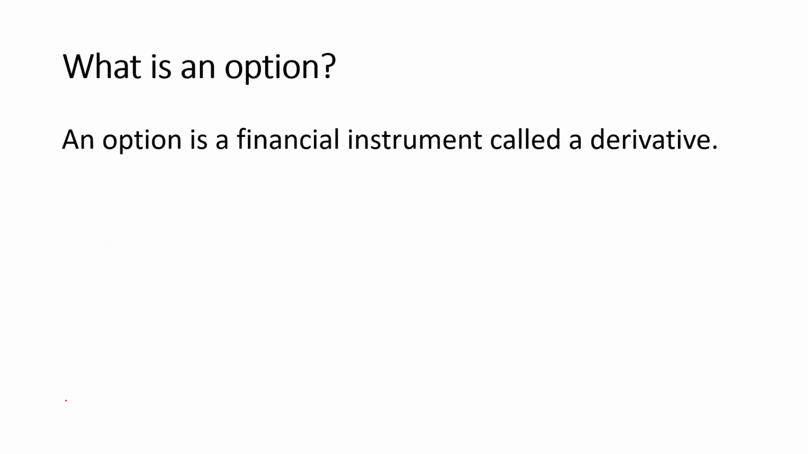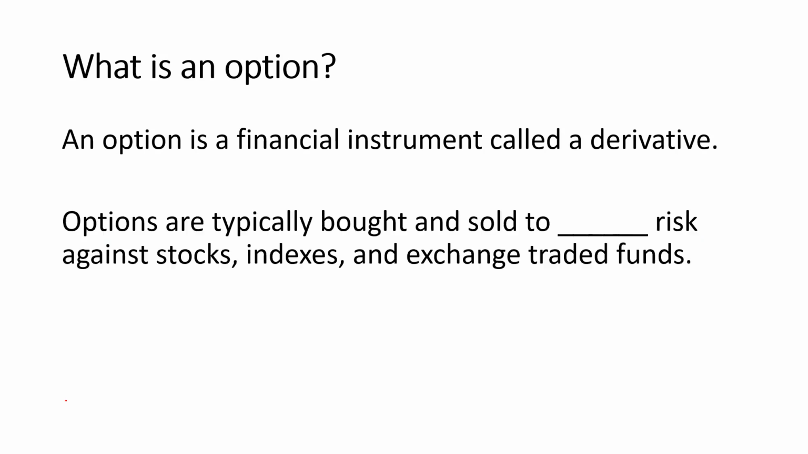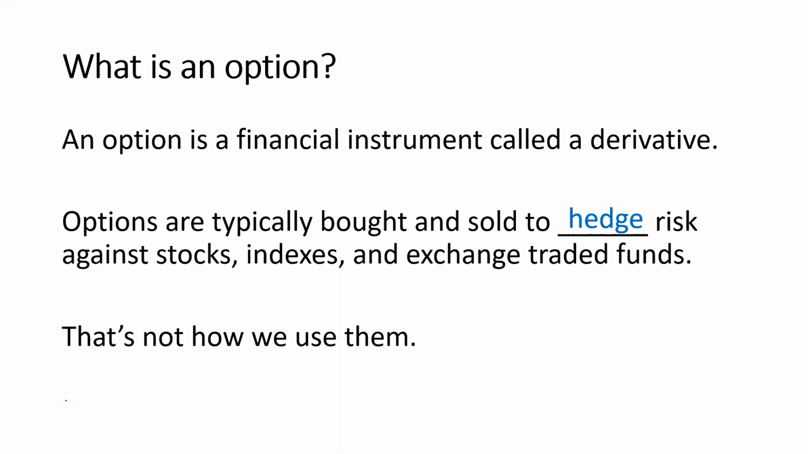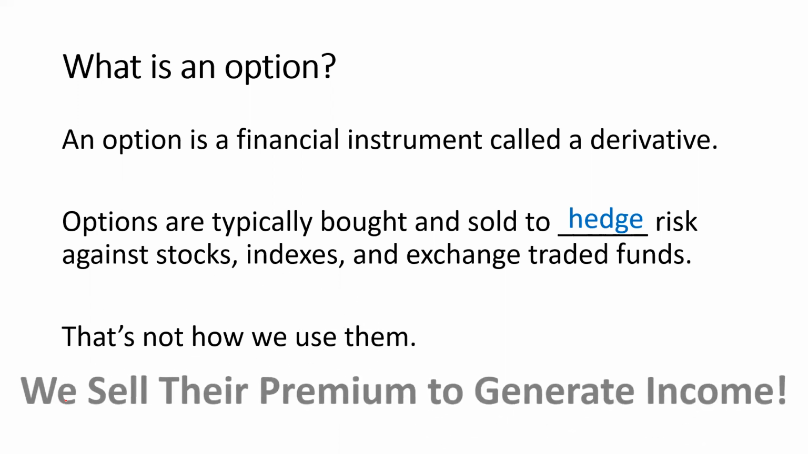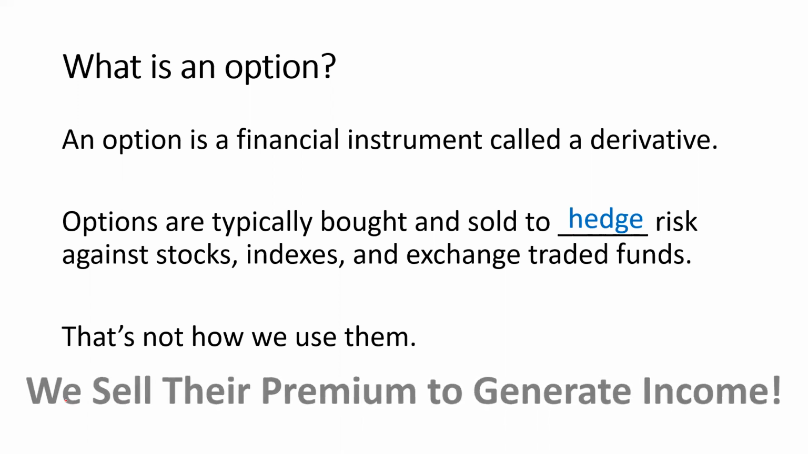You might be also asking, now you're getting into this complex subject of options. What are they really? And as I hinted, they're a derivative. They're typically bought and sold to hedge against risk, right? That's how the big money investors, the fund traders out there, that's how they typically use them. But that's not how I'm using them. I'm using their premium to generate an ongoing income for myself. So what the heck does that mean?